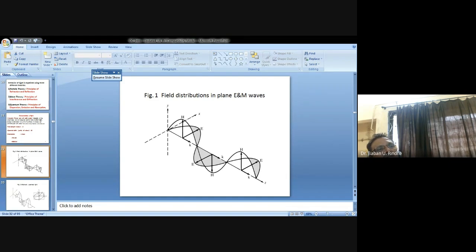Okay. Therefore, these are the field distributions in plane E and M waves, electric waves and magnetic waves, that are perpendicular to each other and travel along the z-axis. We are showing here the diagram for field distribution in plane E and H waves. Okay.